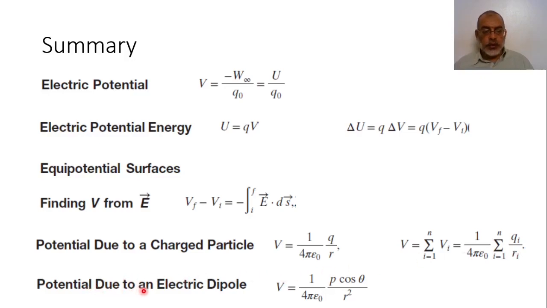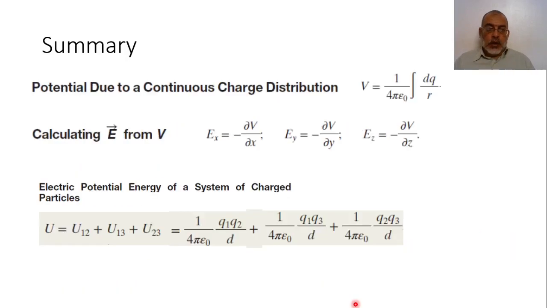The electric potential due to an electric dipole, we proved, is V equals 1 over 4 pi epsilon naught multiplied by the dipole moment multiplied by cosine theta, where theta is the angle from the direction of the dipole to the observation point, over R squared. We said that the potential due to a continuous charge distribution is simply V equals 1 over 4 pi epsilon naught, the integration of dq over R.